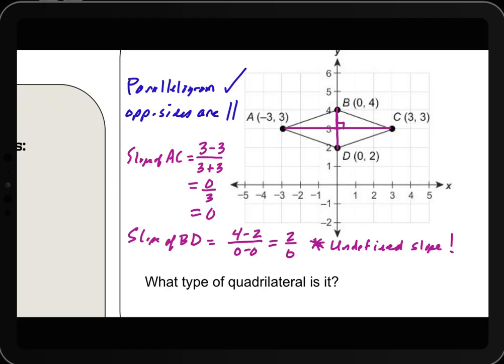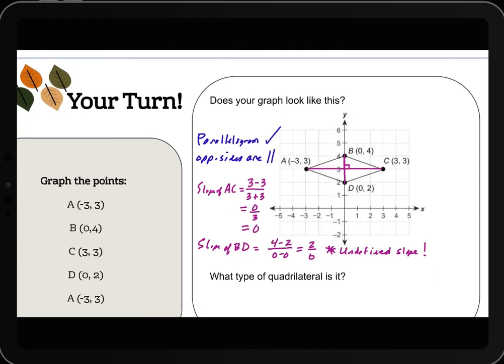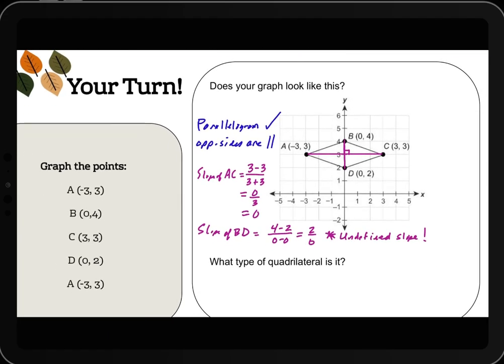But an undefined slope and a slope of 0 are going to be opposite reciprocals of each other. That's guaranteed every single time. So in other words, vertical lines and horizontal lines are going to be perpendicular. So this is going to be a rhombus. And we know that we have opposite sides are parallel and diagonals are perpendicular.